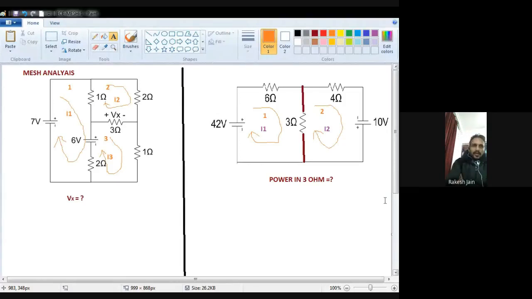In the left hand side numerical where you have to find out the voltage Vx, there are 3 meshes, so you have to write down 3 equations first of all. Now how to write down the equation? Just begin your journey in any mesh, to write down the equation, in the direction of the current.